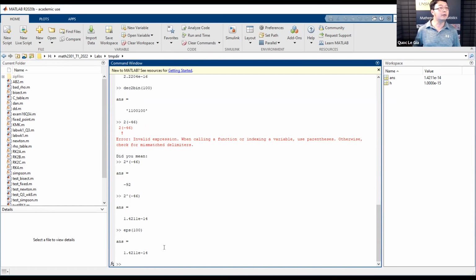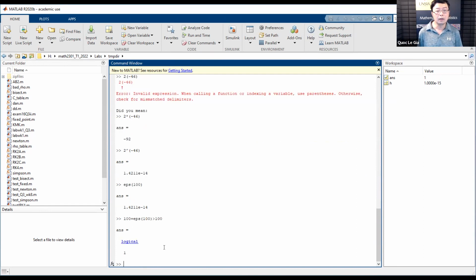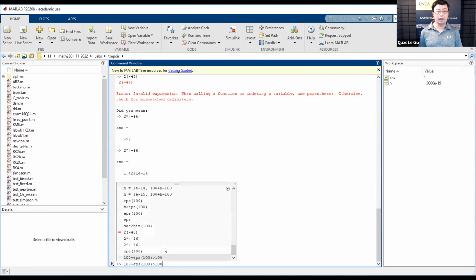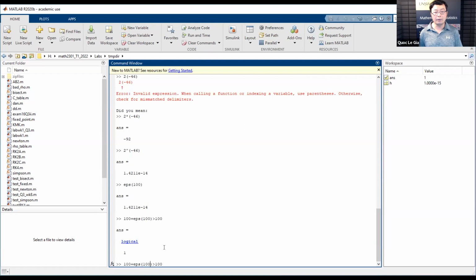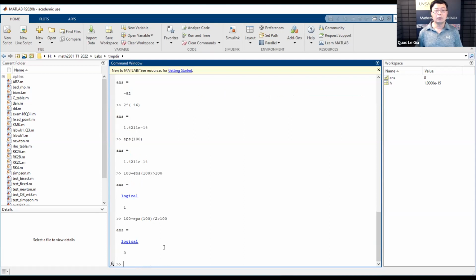Any question about this? So you see that 100 plus epsilon of 100 will be bigger than 100, because it is the next machine number after 100. And if you take epsilon of 100 divided by 2 and add it, it is like before: it got rounded back to 100. Okay, so that is question number 1.